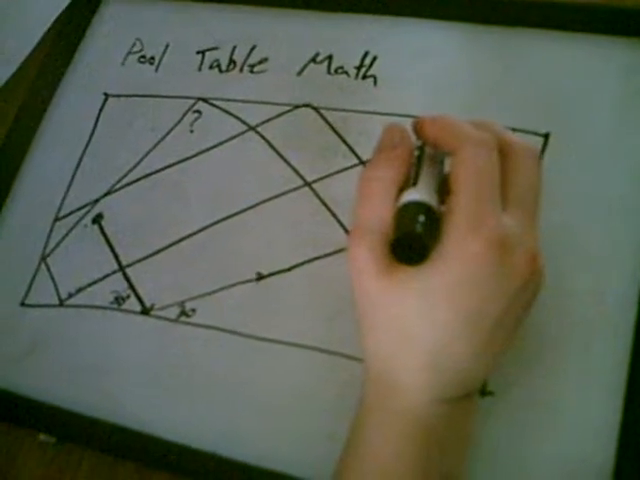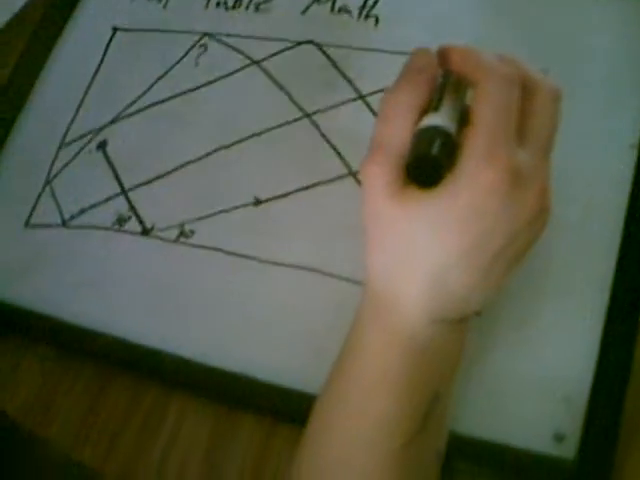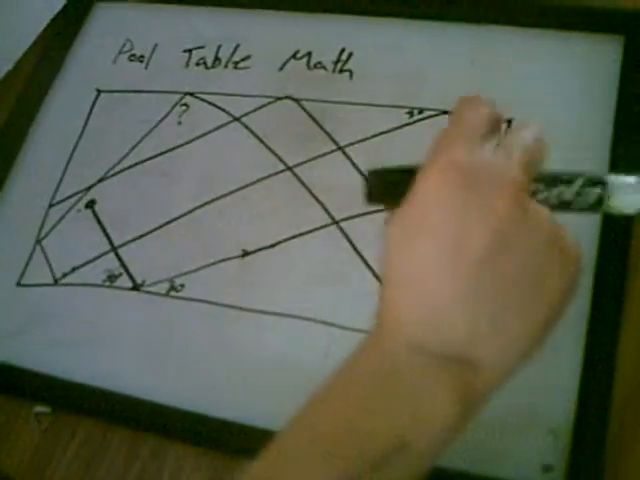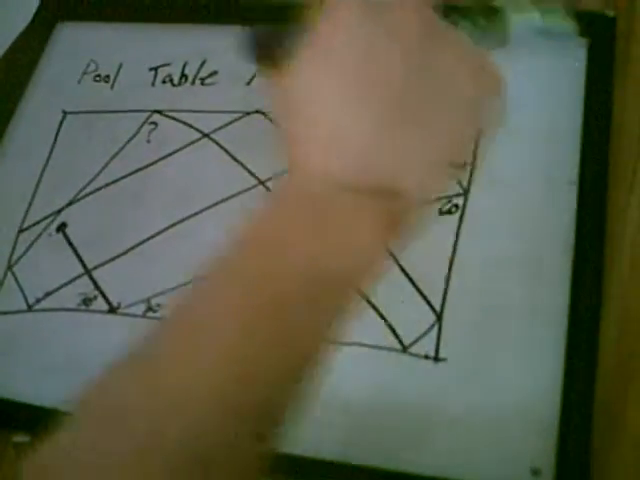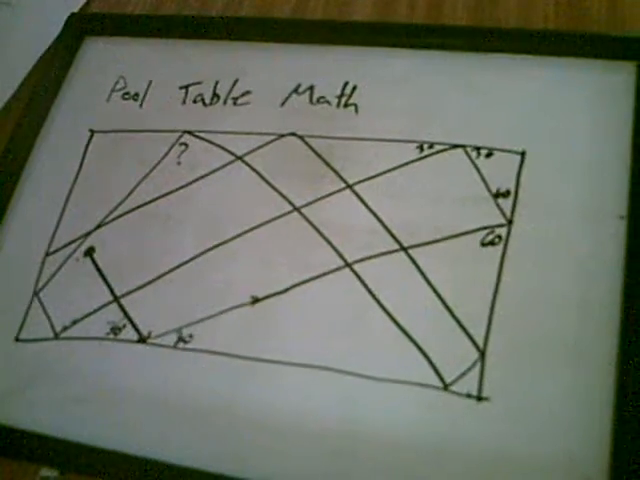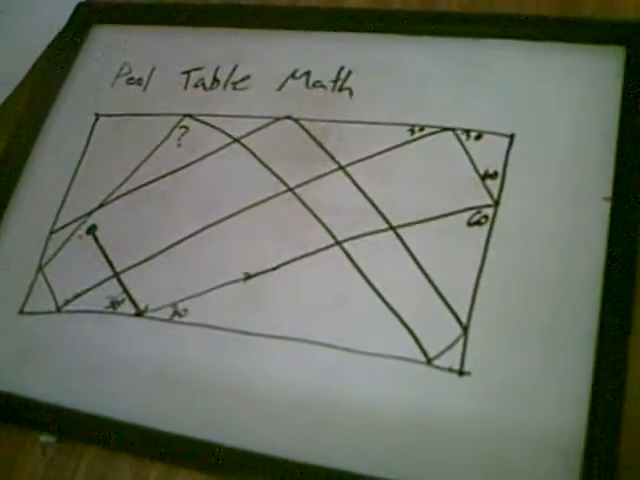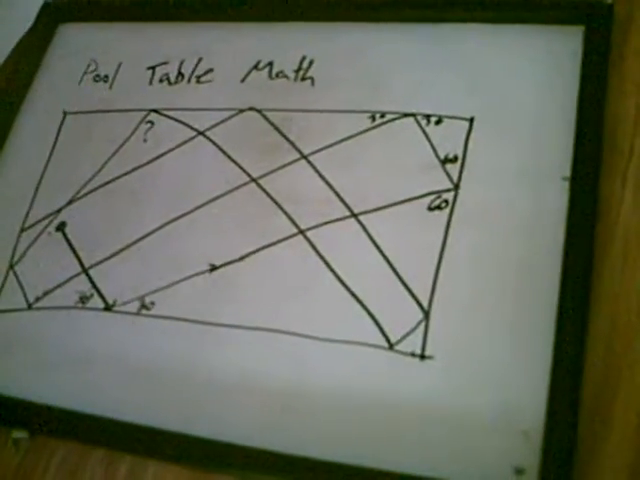30, 90. I lost my train of thought. I'll figure out what I was trying to say at some point here. What on earth was I gonna say?